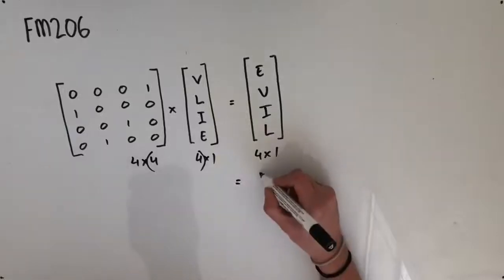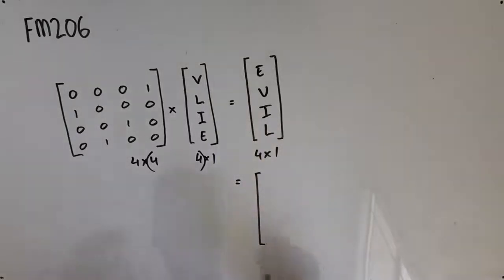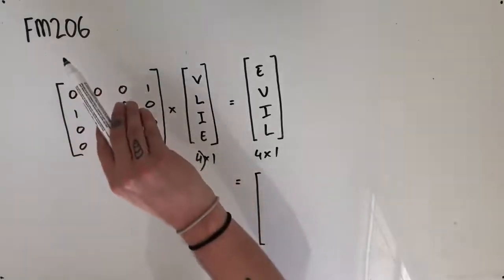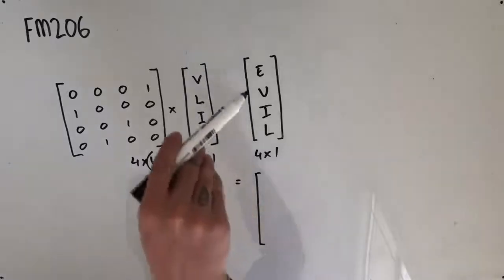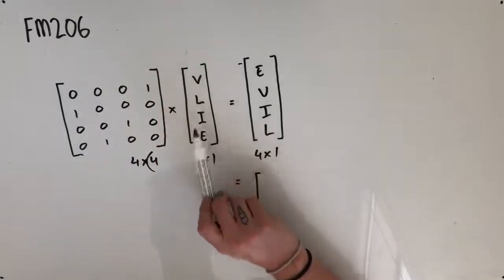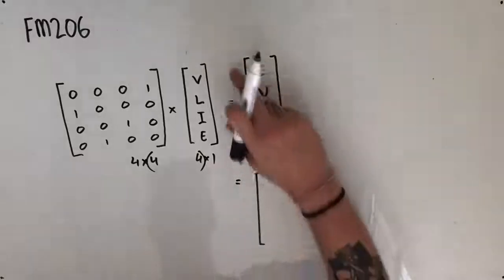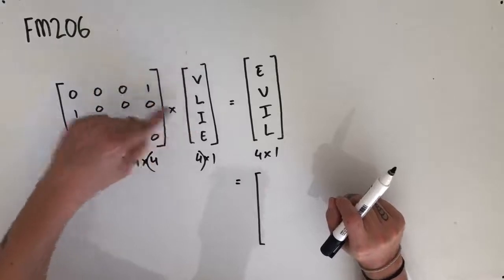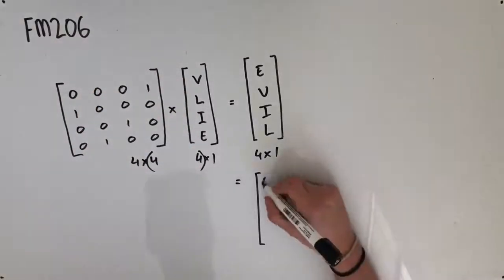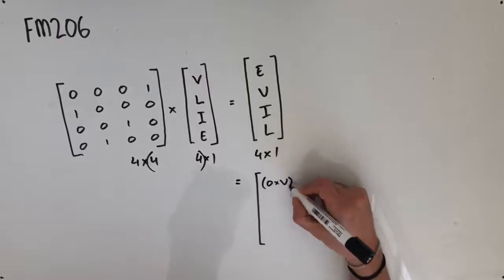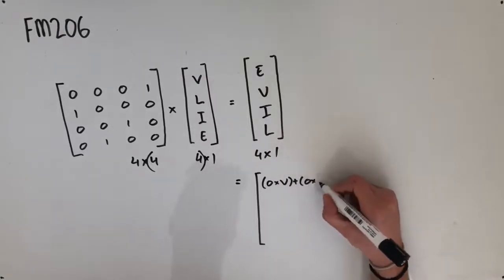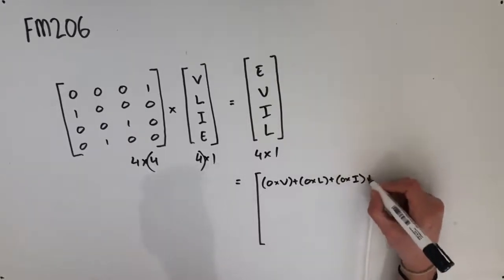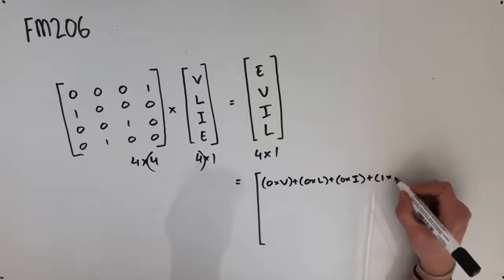Well, the way these multiplications work is we take the row from our first matrix and we turn it 90 degrees clockwise and multiply it with each of the terms in our second matrix. So what we've got is the first three zeros lining up with V, L, I, and then that 1 lining up with the E. And how this looks is 0 times V plus 0 times L plus 0 times I. And then finally on the end we have plus 1 times E.